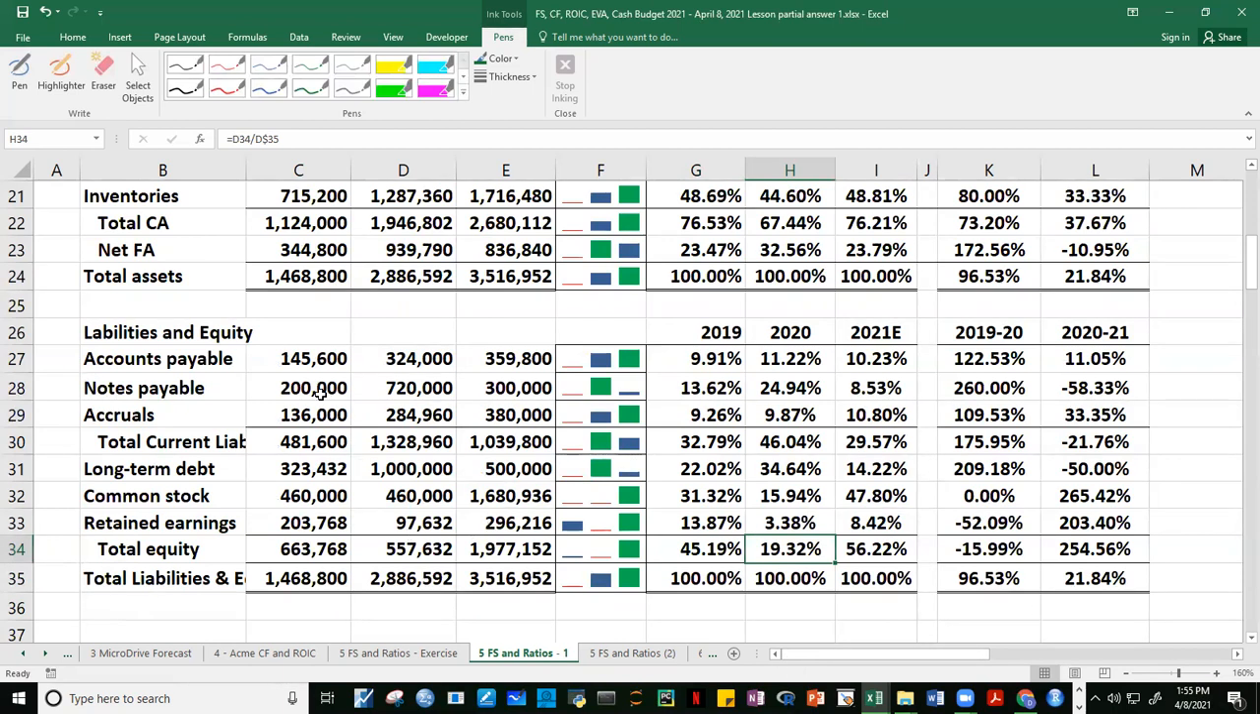Okay, tingnan nyo kung paano fina-finance yung assets natin. Nangutang ng notes payable, nag-increase. Nangutang din ng long-term debt. Kita nyo, guys, oh. That's why notes payable increased by 260%. More than twice, 2.6 times. Tapos long-term debt, nag-increase ng more than twice, 209%.